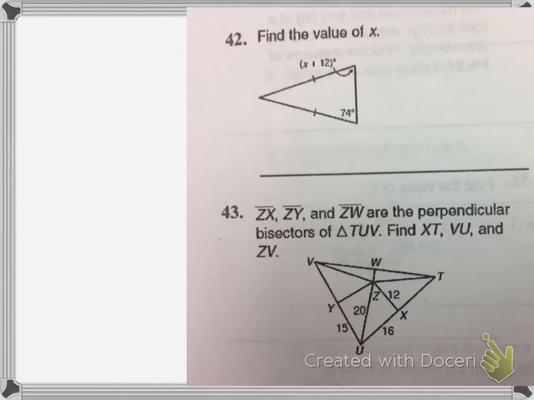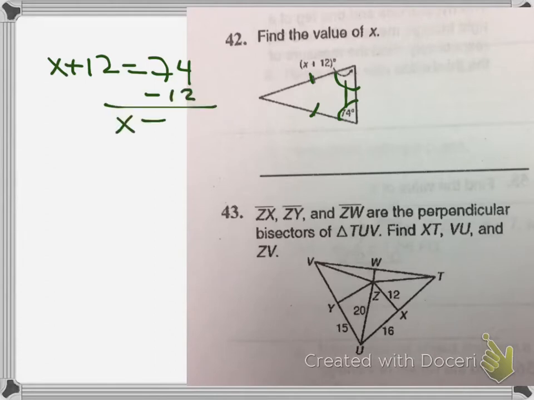So what do we know about these two? These two are congruent because these sides are congruent. That means these angles are congruent. So here, x plus 12 is equal to 74. Then I subtract 12, and I get x is equal to 62 degrees. So find the value of x. Just find the value of x. So x is equal to 62.